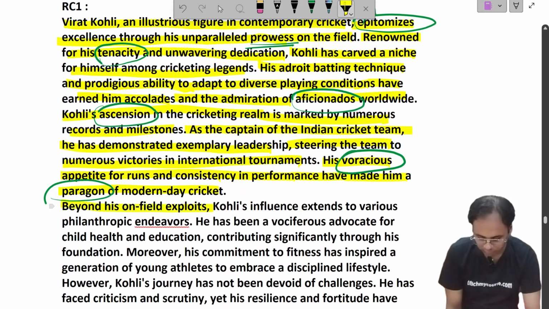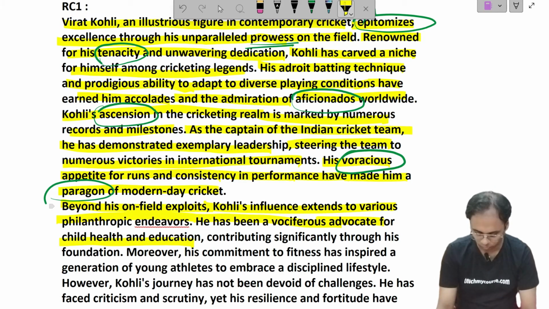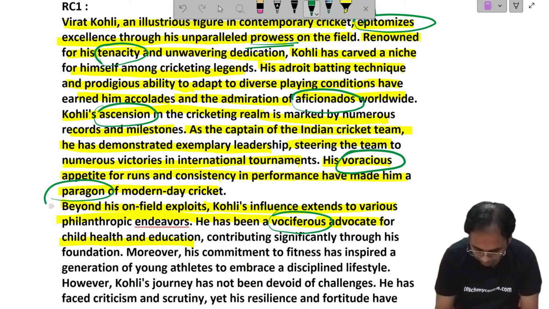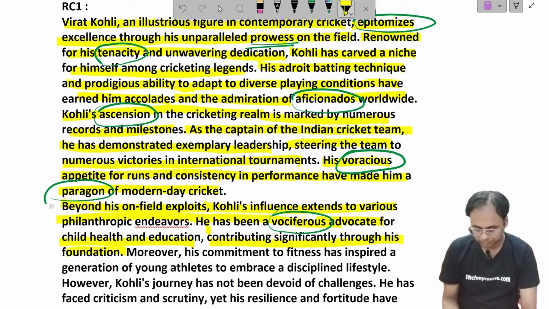Beyond his on-field exploits, Kohli's influence extends to various philanthropic endeavors. He has been a vociferous advocate for child health and education. So vociferous, what does that mean? A very strong sort of advocate, contributing significantly through his foundation. Moreover, his commitment to fitness has inspired a generation of young athletes to embrace a disciplined lifestyle.